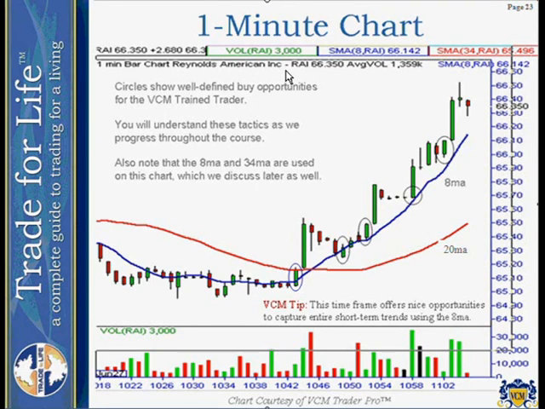Just got retraced right there. Make sense? Yes, SMA. So these are simple moving averages. Okay, now take a look at the 1 minute chart. My 8-period moving average and my 20-period moving average, they're rising. If they're rising, they're telling me to go long.